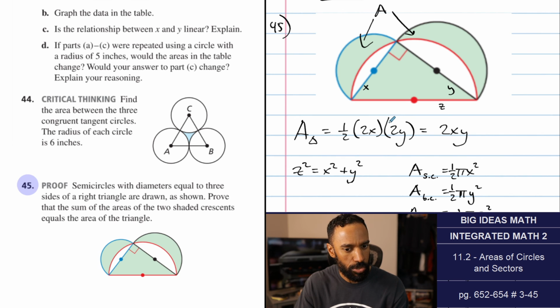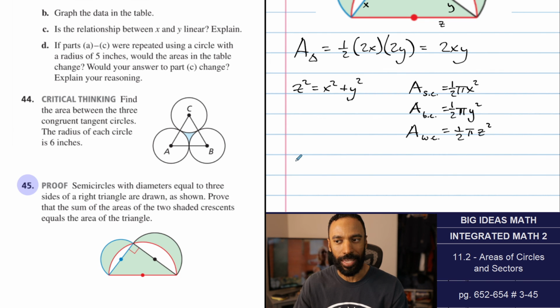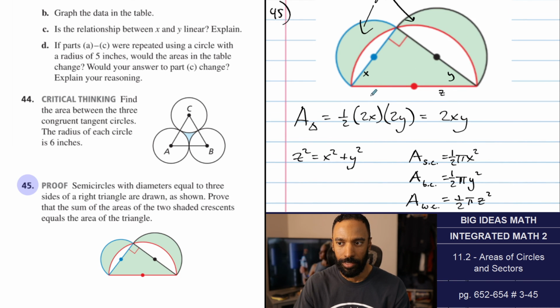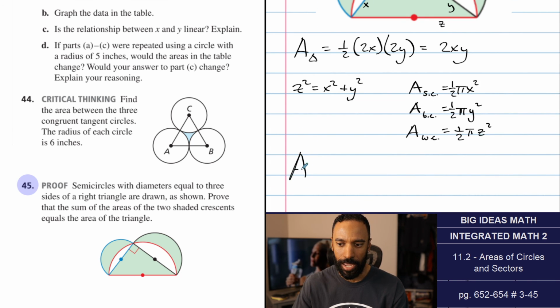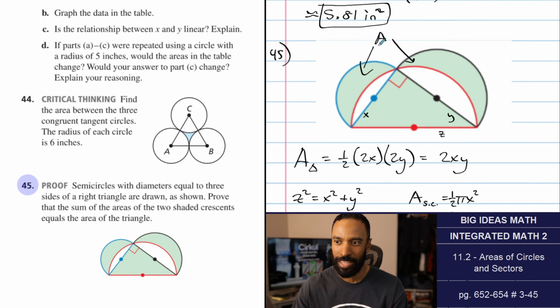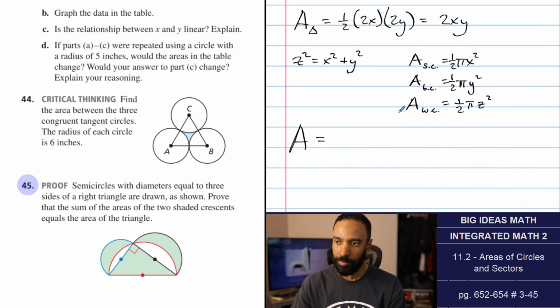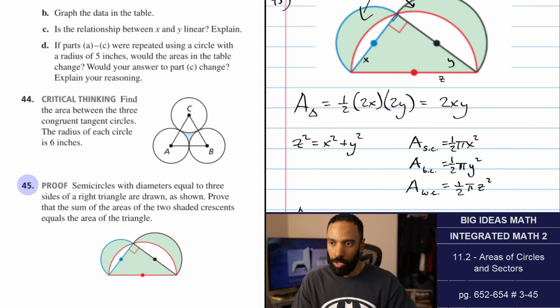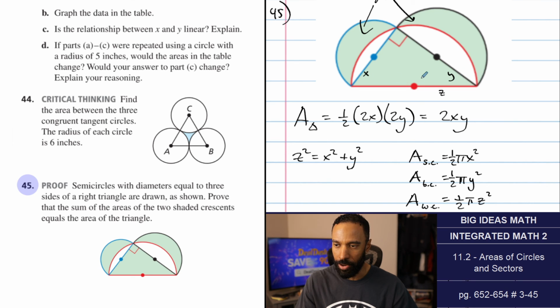Prove the sum of the areas of the two shaded crescents equals the area of the triangle. So I need to use the area of the triangle in this, I think. I don't know if there's a way I can't do that. Yeah, I think I have to. So the area, I'm calling it A. I got to do this semicircle plus this semicircle minus that semicircle plus the area of the triangle.